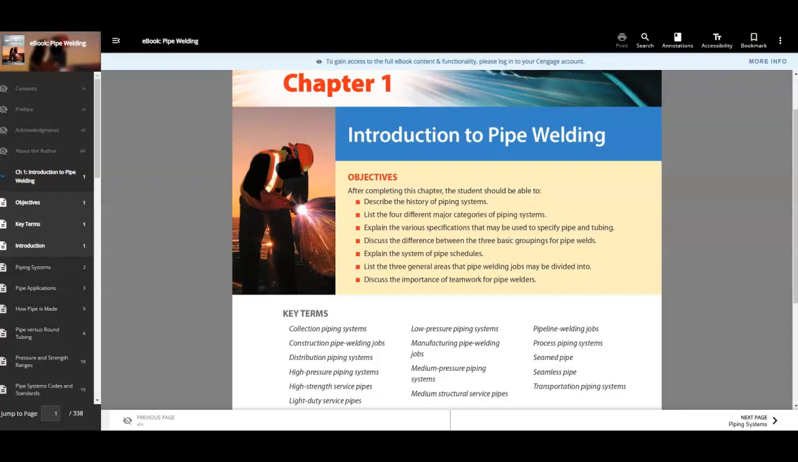The objectives for this chapter are: after completing this chapter, the student should be able to describe the history of pipe welding systems, list the four different major categories of piping systems, explain the various specifications that may be used to specify pipe and tubing, discuss the differences between the three basic groups of pipe welds, explain the system of pipe schedules, list the three general areas that pipe welding jobs may be divided into, and then finally discuss the importance of teamwork for pipe welders.